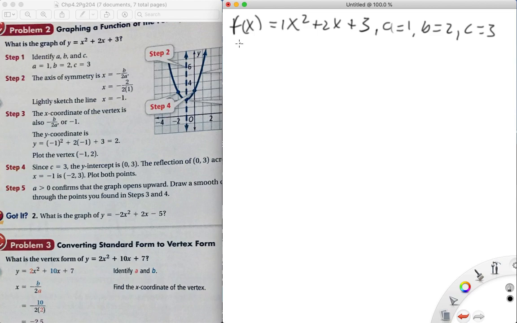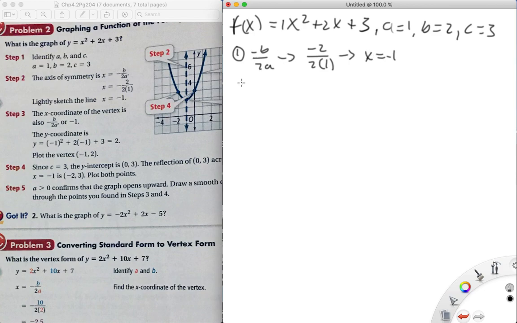So axis of symmetry, step 1. Axis of symmetry is negative b over 2a. So we're going to substitute all of that in. Negative 2 over 2 times 1. And that gives me an axis of symmetry of negative 1.